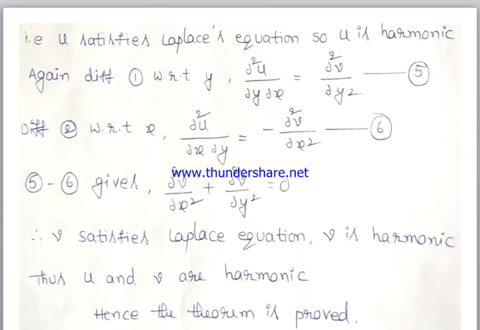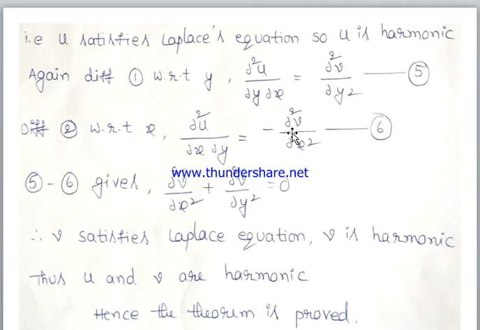Next, u satisfies the Laplace equation, so u is harmonic. And again, equation 1 differentiated partially with respect to y gives dou square u by dou y dou x equal to dou square v by dou y square. And equation 2 differentiated partially with respect to x gives dou square u by dou x dou y equal to minus dou square v by dou x square.